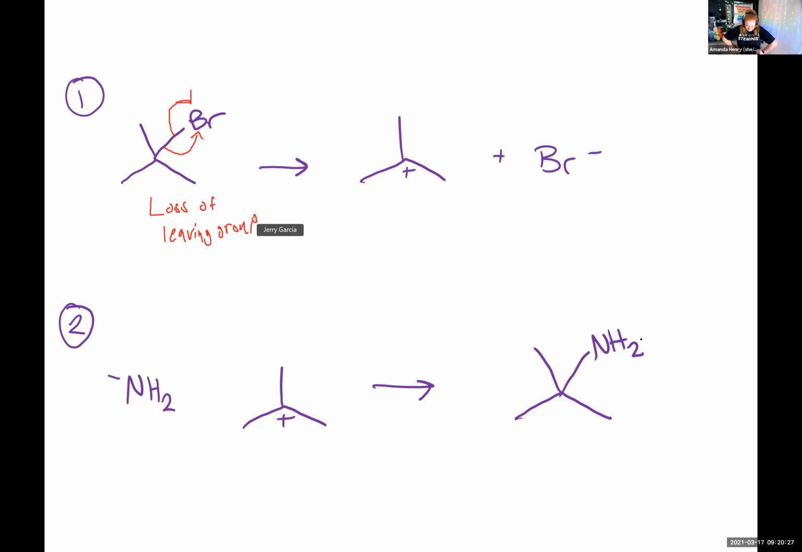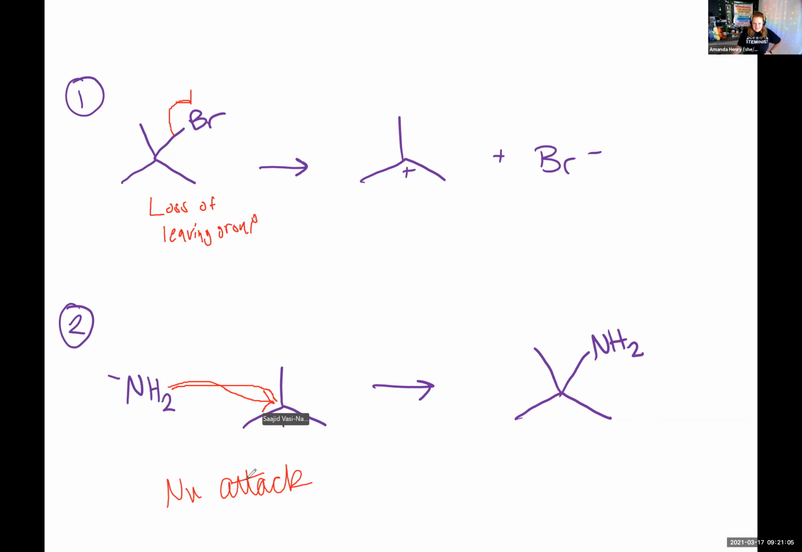What about the second one? So we have an NH2 negative there. We have our carbocation. We have our product. What is our arrow going to look like for this one? Nucleophilic attack. It is a nucleophilic attack. Anyone want to draw in our arrow for it?